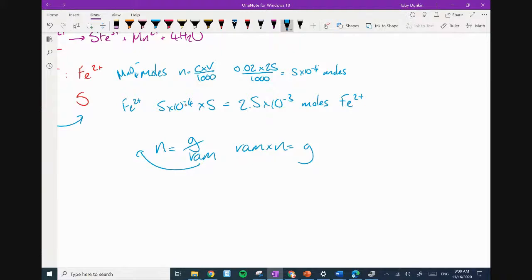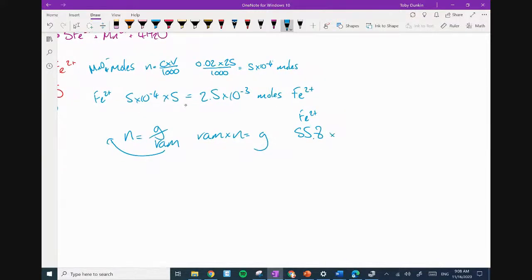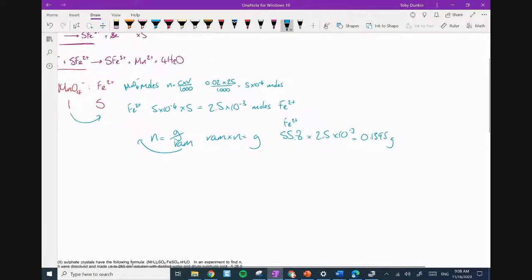So I can now do Mr, which is 55.8 for iron 2 plus, because it's the same as an iron atom. Multiply that by 2.5 times 10 to the minus 3. So I'm going to multiply my answer on my calculator by 55.8, and I get a mass of 0.1395 grams, which sounds about right.